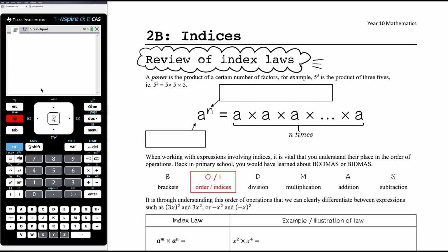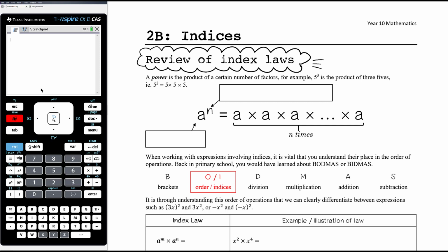Okay, so in this video we move into the second half of our Surds and Indices topic, and that is we have a look at indices. So this first video should really be very much a review of index laws with which you are already familiar. So some terminology and some notation.